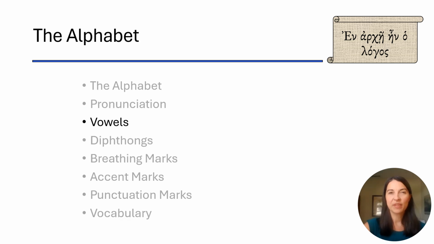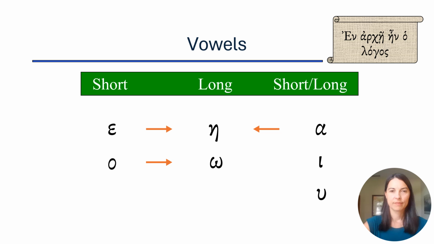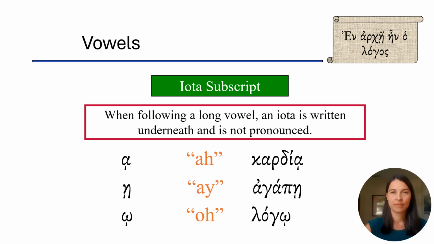Now let's look more specifically at the vowels. Now looking at our vowels, we'll see that we have short, long, and vowels that can be short or long. You'll also see vowels that have an iota subscript below them, but this does not impact your pronunciation of the word. So we have a little dash underneath the vowel in the alpha, the eta, and the omega, and it doesn't change your pronunciation.